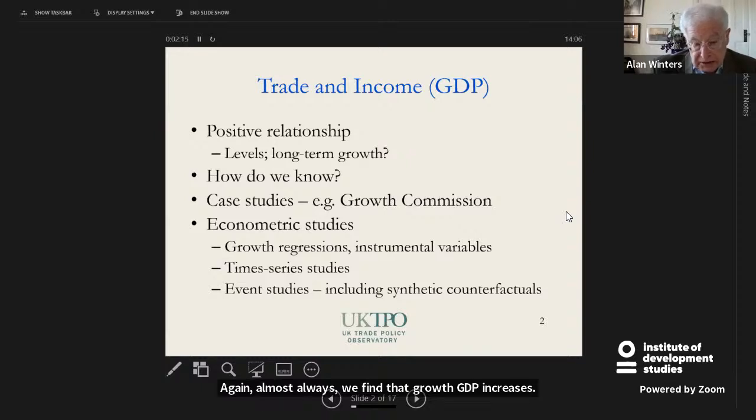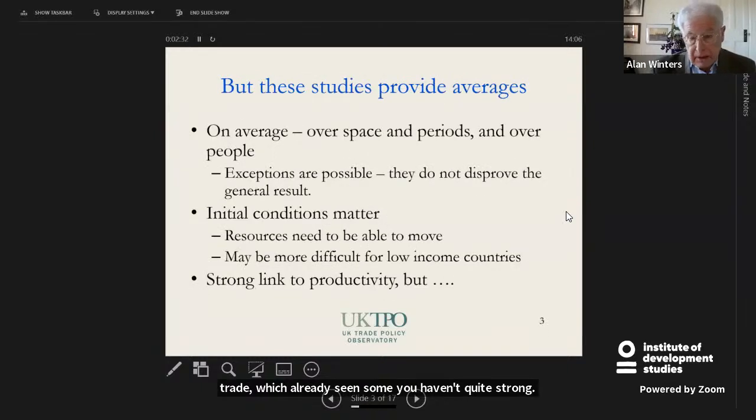And we've got event studies looking at very particular liberalizations of trade, and when we can finally do Brexit, a deliberalization of trade, which already seems to be having quite strong negative effects on UK trade with Europe. Now, I think these studies are fine, but they are all averages.